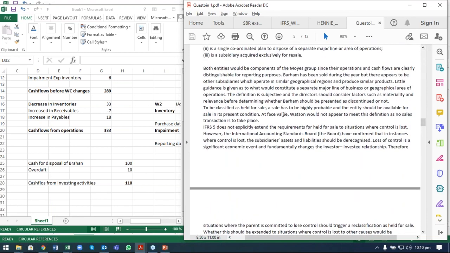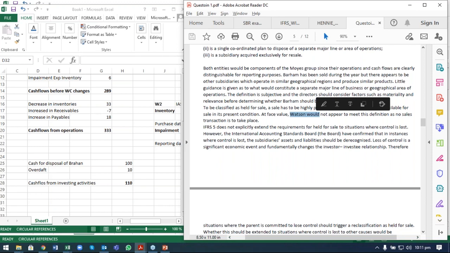While for Watson, Watson does not appear to meet the definition of a non-current asset held for sale. Why? Because you are not selling Watson. The control was actually lost. Why? Because of the change in the share capital structure of the company. The company has issued some effective share options. If and when these options are exercised within the next year, Watson would no longer remain a subsidiary of the Moyes group, right?